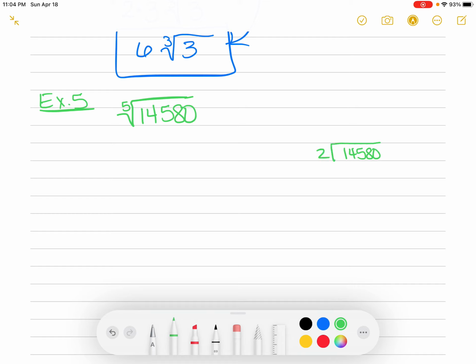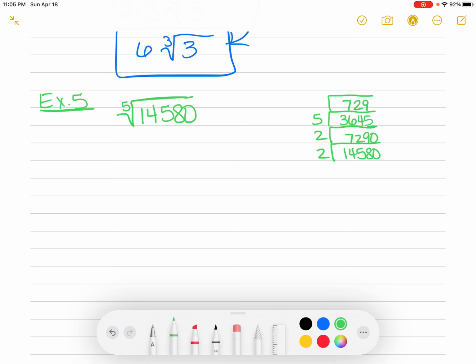Okay, so I'm going to divide by 2, and that gives me 7,290. And then I'm going to divide by 2 again because it's still even. So that gives me 3,645. Okay, it's not even anymore, so I can't divide by 2 again. But it ends in a 5, so I'm going to divide by 5. So 5 goes into that, 729. I think that's right. Yes.